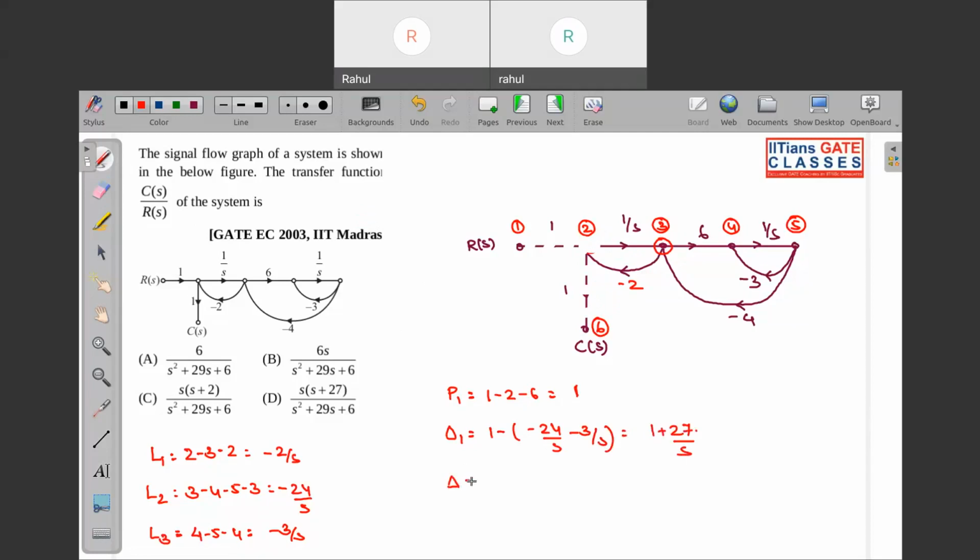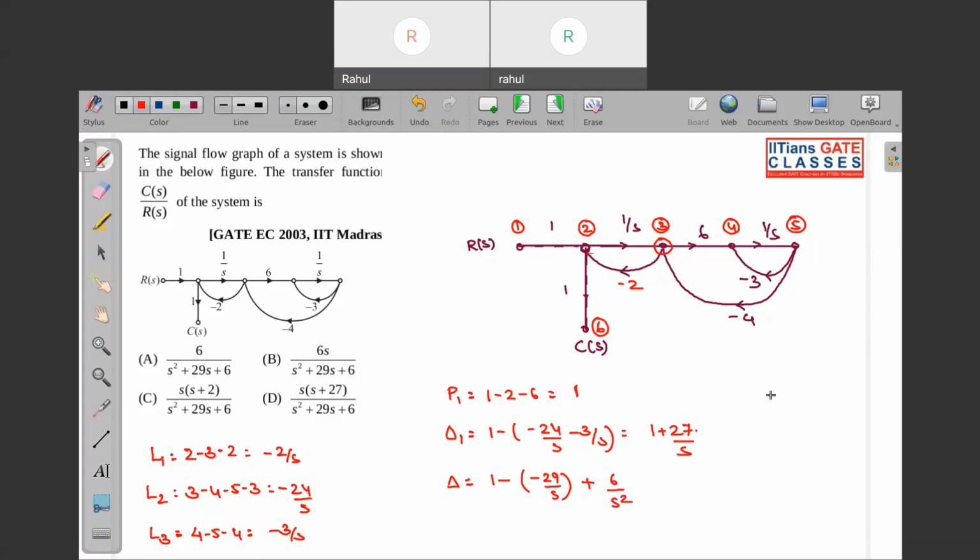So now what will be determinant? So determinant will be 1 minus sum of all the individual loop gain. So that will be 27, 29 plus product of two non-touching loops. So you can see these two loops. Okay, so this 2, 3, 2 and 4, 5, 4, it is basically what? It is your non-touching loop. So that will be 6 by s square. So now we can put it in the formula.